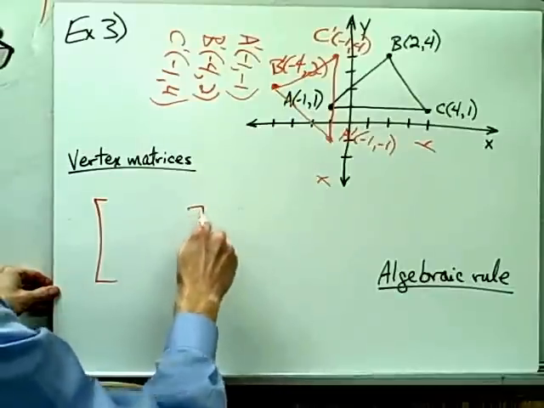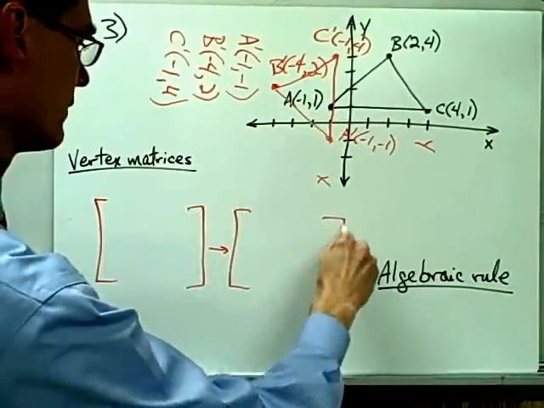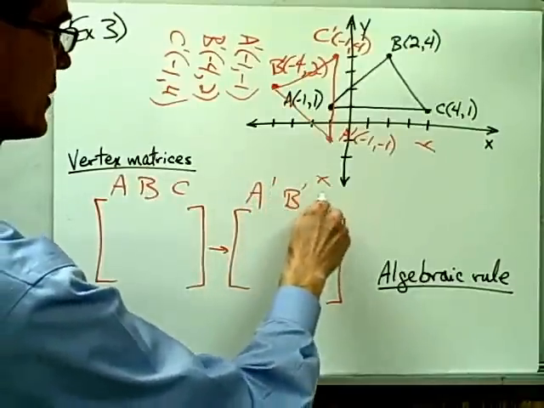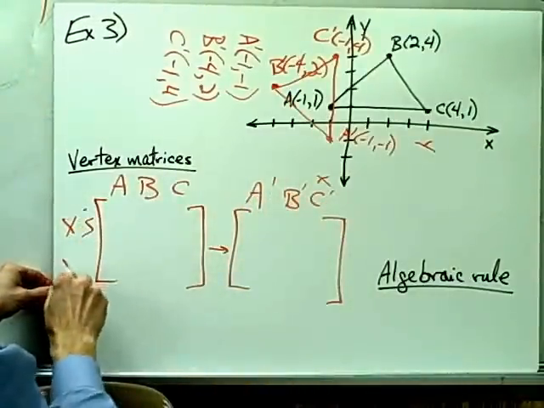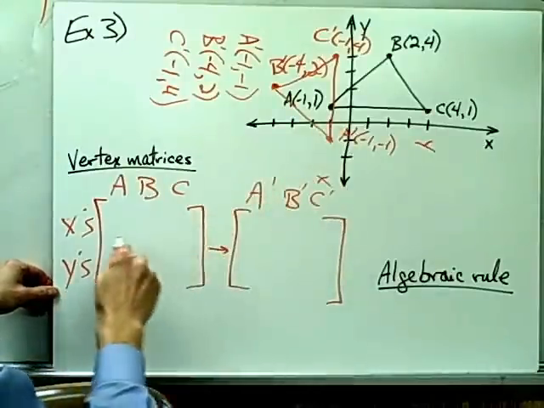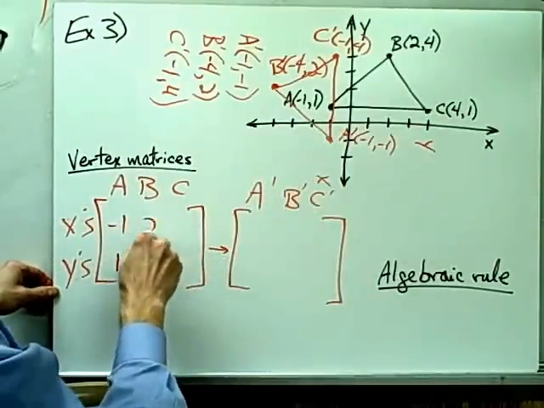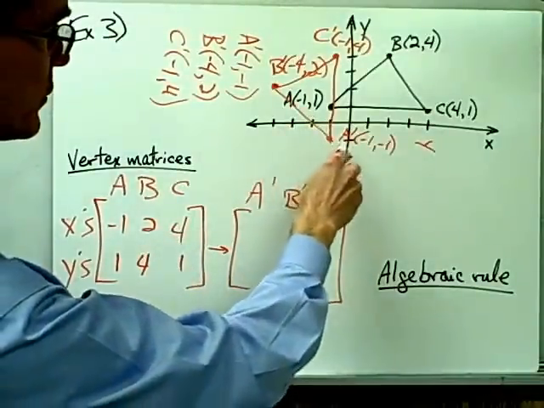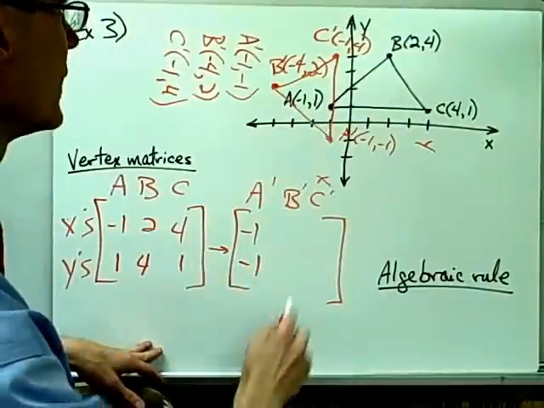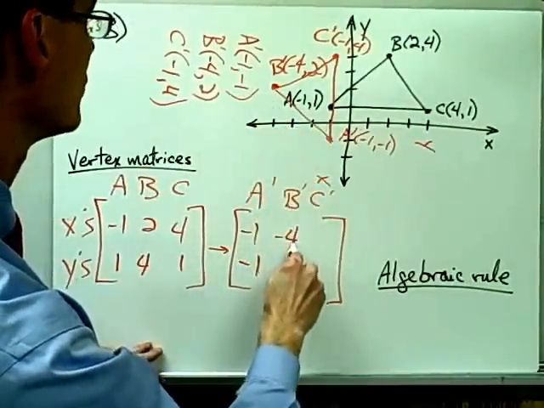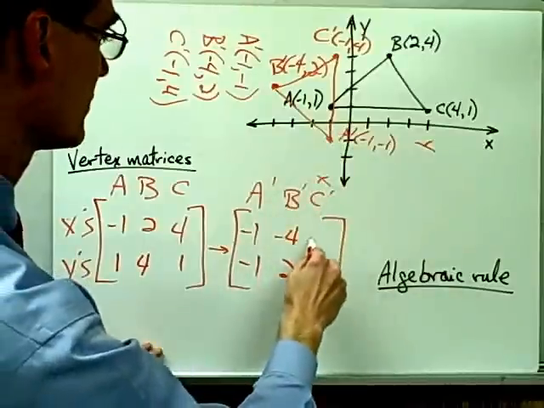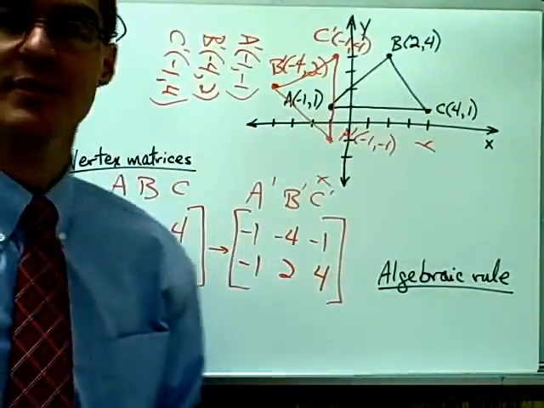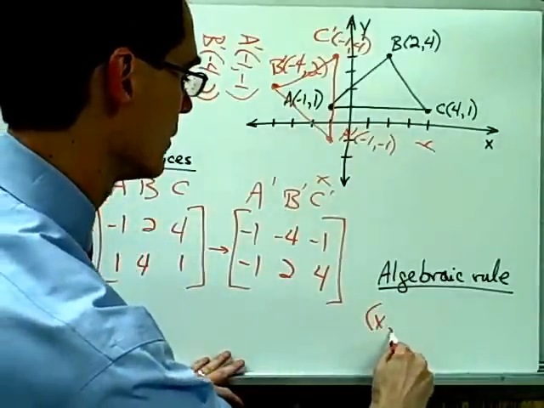So, once again, I'm going to write down my vertex matrices. My original one, my transformed one. X is on top, Y is on the bottom. My original one's the same as it always was, -1, 1, 2 and 4, 4 and 1. And my transformed one, A prime, -1, -1. B prime, -4, 2. C prime, -1, 4. Now I've got my two vertex matrices. Now I just need to come up with my algebraic rule.